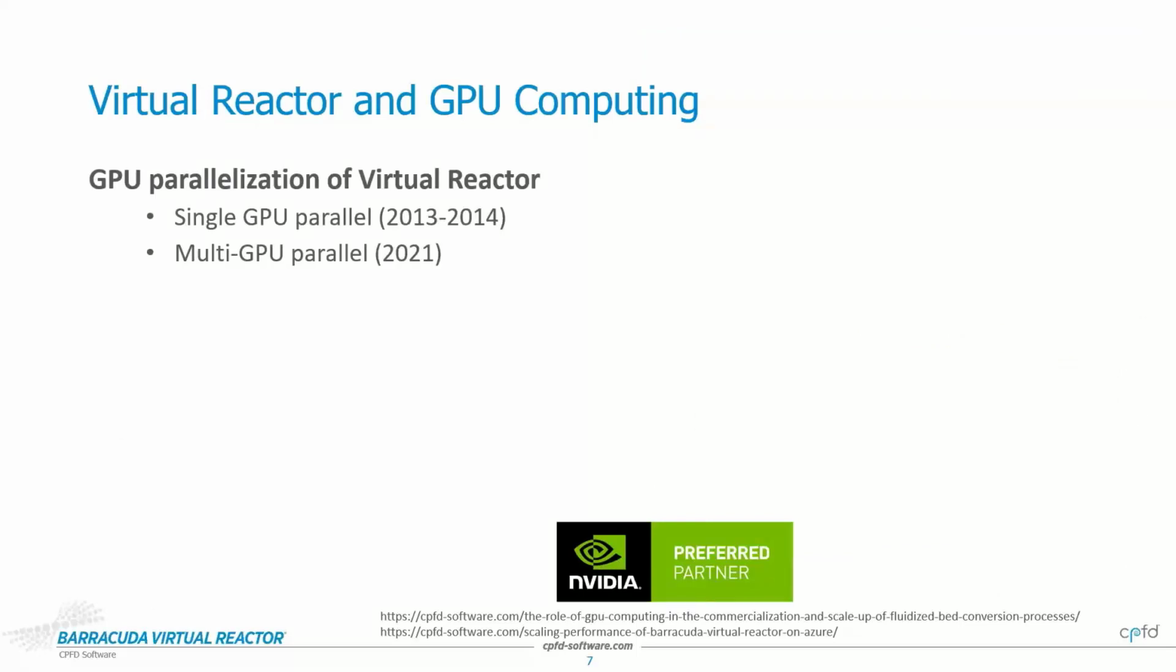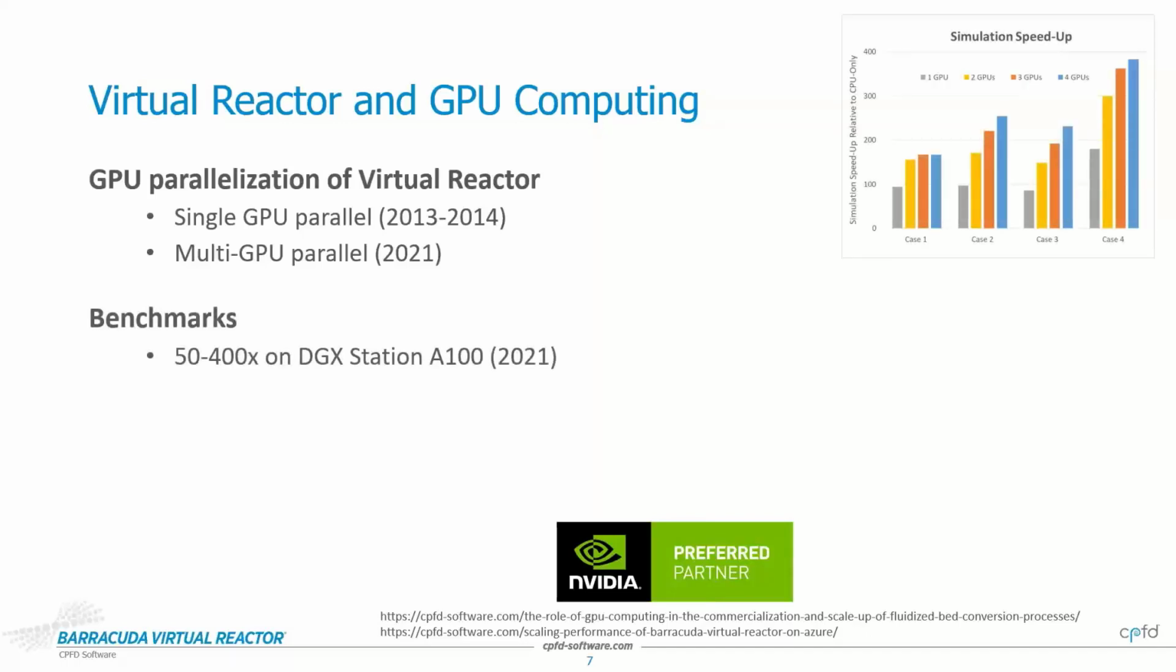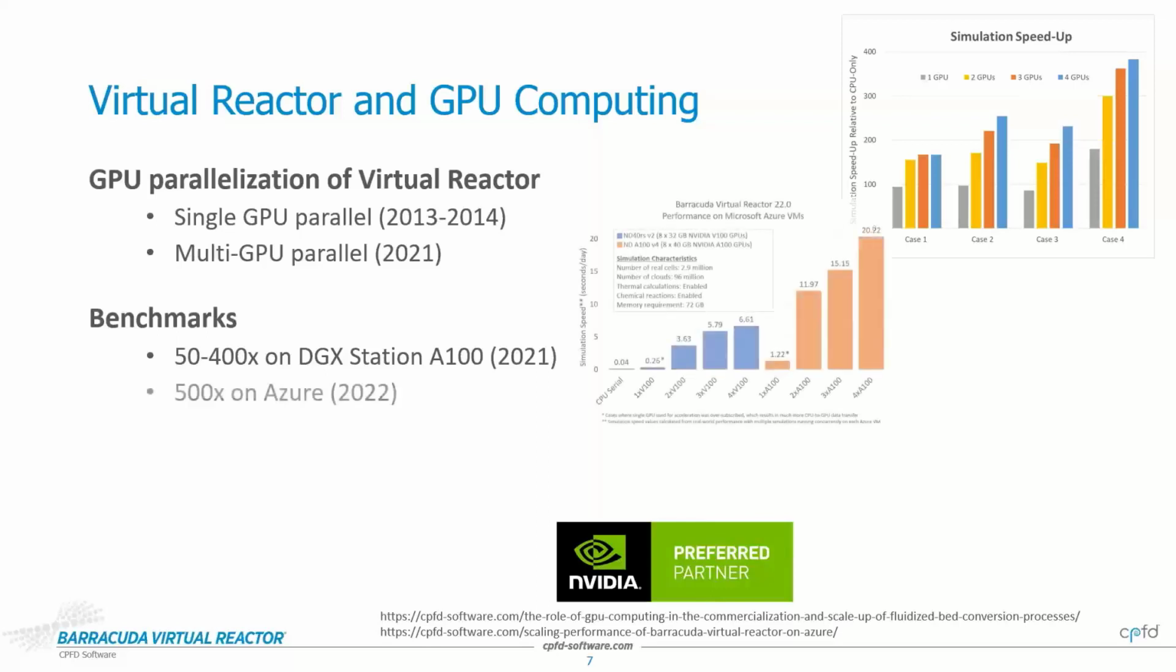We parallelized our software on GPUs. Single GPU parallelization came out in stages, late 2013, early 2014. Last year, we enabled the software to run on multiple GPUs using the NVIDIA CUDA technology. And here are some benchmarks. The graph here is for 4 different cases, looking at 1, 2, 3, and 4 GPUs respectively, and seeing anywhere between 50, closer to 100 really, and 400 times faster than the CPU using an NVIDIA DGX Station A100. That was last year, our first multi-GPU benchmarks.